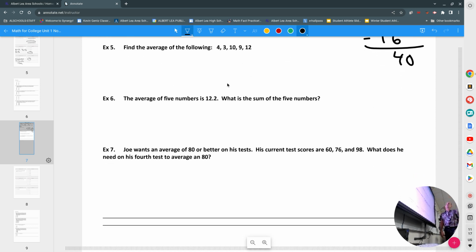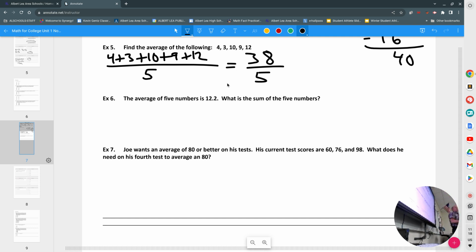Okay, so 3 questions about averages. How do I compute average? Add them up and divide by the numbers. So I have 4 plus 3 plus 10 plus 9 plus 12. And I divide that by how many? There are 5 things I'm adding up. So I divide by 5 to compute the average. I have 4 and 3 make 7. 17. 17 plus 9 is 26. Plus 12 is 38. I add those up to get 38.